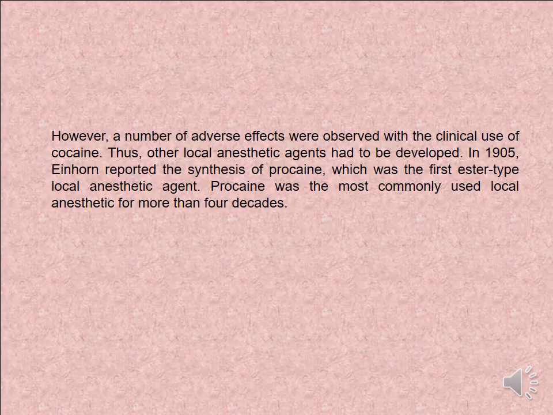A number of adverse effects were observed within the clinical use of cocaine. Thus other local anesthesia agents had to be developed. In 1905, Einhorn reported the synthesis of procaine, which was the first ester-type local anesthetic agent. Cocaine was the most commonly used local anesthetic for more than 4 decades.